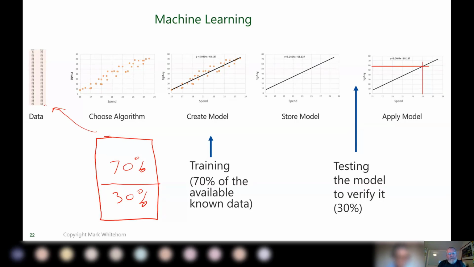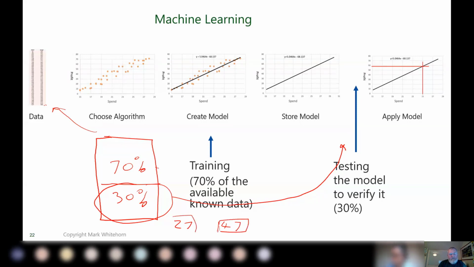So that 30% there is not used to train the model. We're using that 70% to train it. This 30%, once we've built the model, suppose one of these numbers is we spent £27,000 and we know that the increased profit was 47.